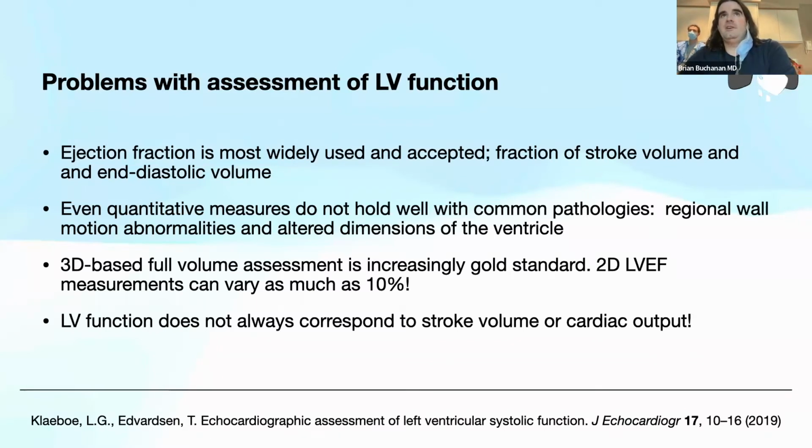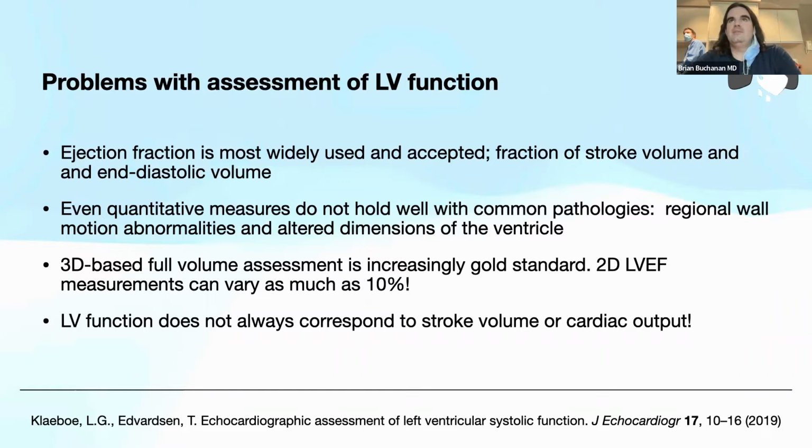So EF is used as kind of the gold standard to assess function. It can be misleading, of course, as mentioned before. It doesn't always reflect cardiac output. And even quantitative measures can be challenging. So if you have regional wall motion abnormalities, so the LV, for example, doesn't contract at the same time everywhere across the LV, then the question becomes, when do you measure it exactly? Well, you should measure end systole, but of course, the contraction time of the LV is not going to be that reliable, okay? 3D based measurements are increasingly gold standard, but even 3D measurements have some challenges.